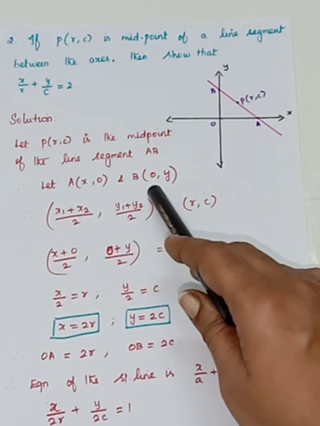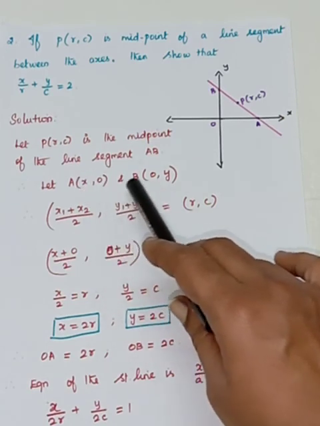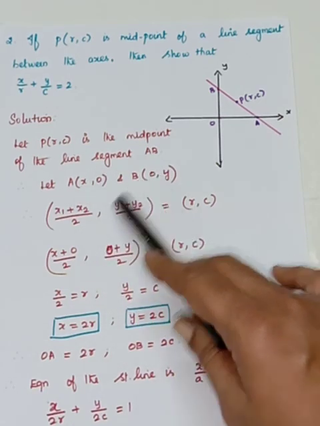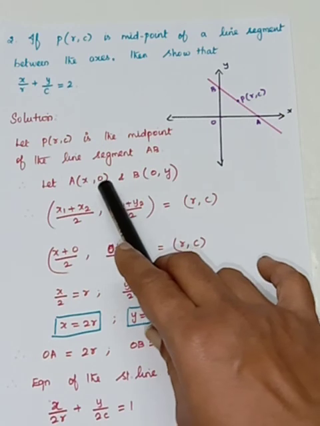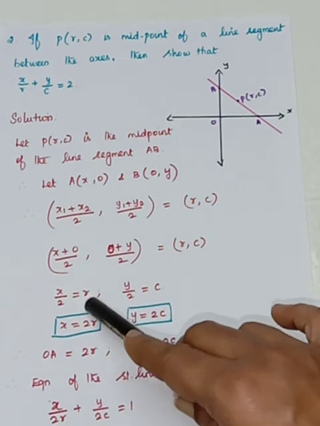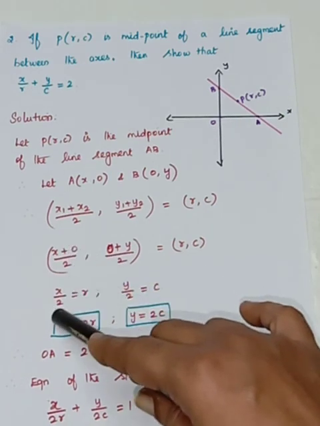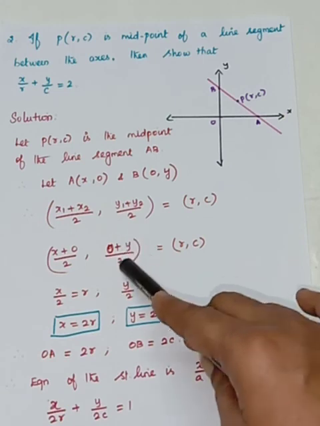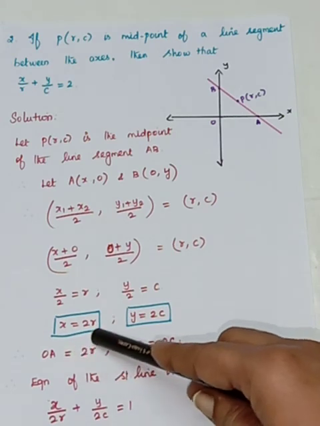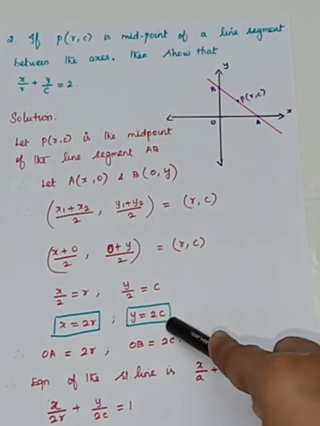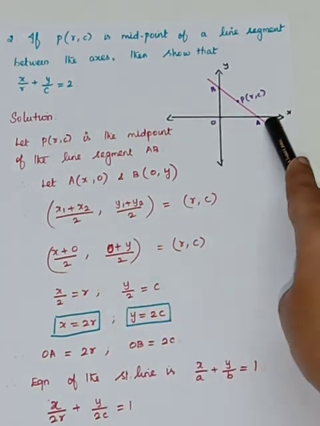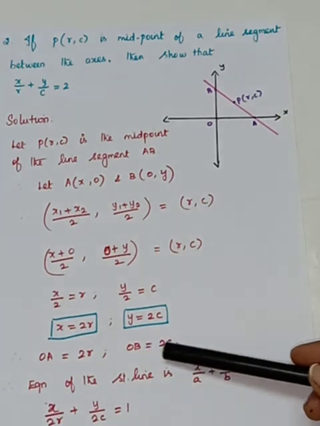So the midpoint of AB, therefore the first one is x1, y1 and the second is x2, y2. So x1 is x here, x plus 0 by 2 comma y1 is 0, 0 plus y by 2 is equal to R comma C. So x plus 0 is x, so x by 2. In the same way 0 plus y is y by 2. So x by 2 is equal to R and y by 2 is equal to C. So x is equal to 2R and y is equal to 2C. Okay, so this 2R is nothing but the x-intercept, that is OA. So OA is equal to 2R and OB is equal to 2C.